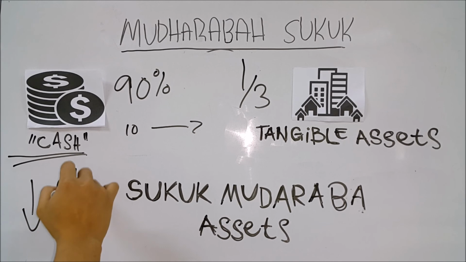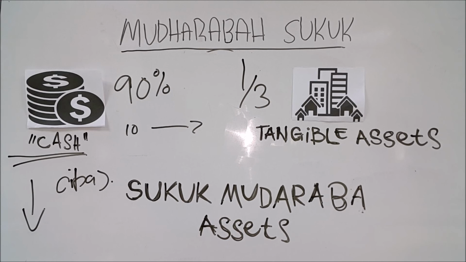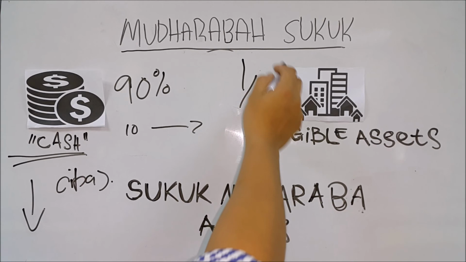Thus, in order for us to prevent riba from occurring in the sukuk mudaraba, there shall be a strict liability stated in the sukuk al-mudaraba agreement for at least one-third of the sukuk al-mudaraba assets to be kept in tangible assets.